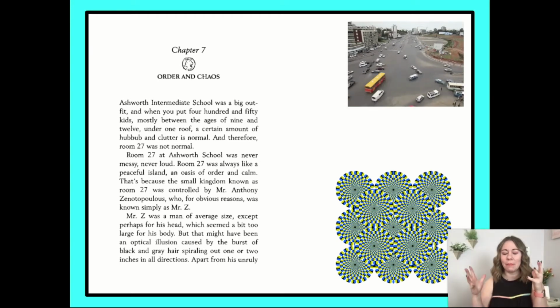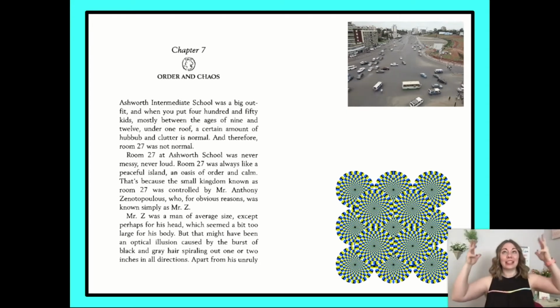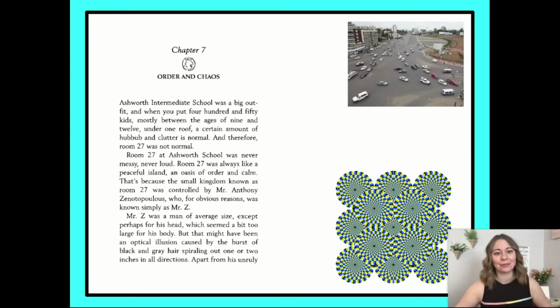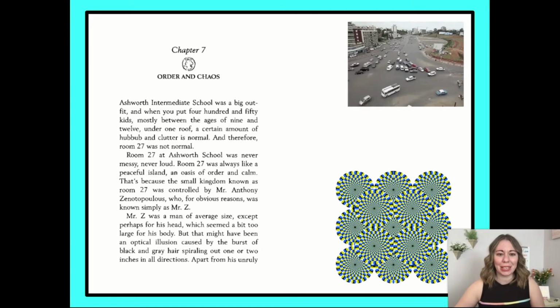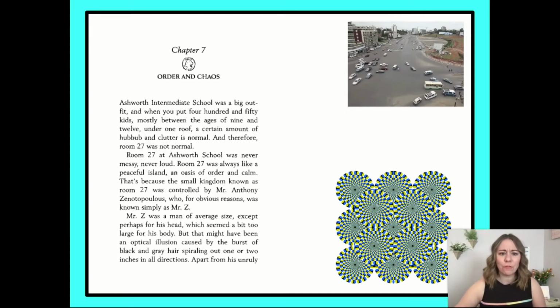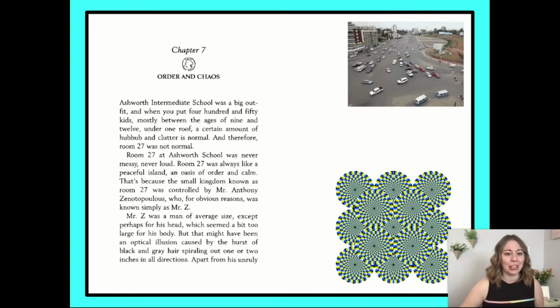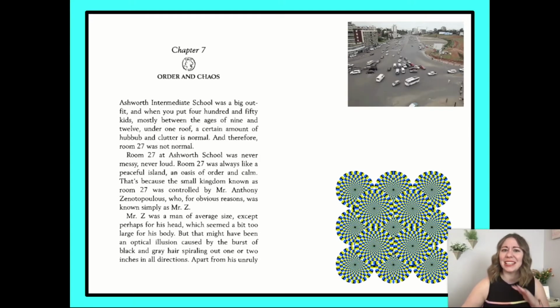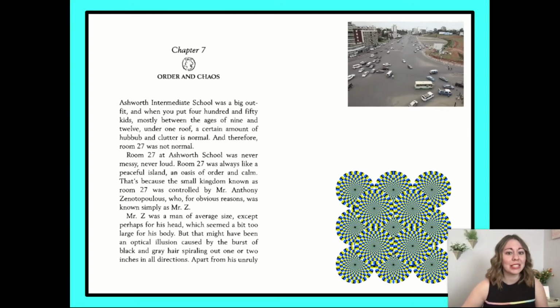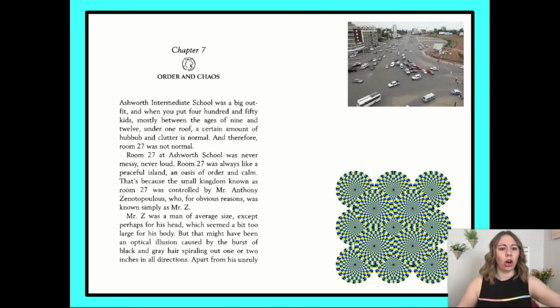And so immediately think about that intersection. Nothing's making sense. It's chaotic. Ashworth Intermediate School was a big outfit, and when you put 450 kids, mostly between ages of 9 and 12, under one roof, a certain amount of hubbub and clutter is normal. And therefore, room 27 was not normal. Room 27 at Ashworth was never messy, never loud. Room 27 was always like a peaceful island, an oasis of order and calm.